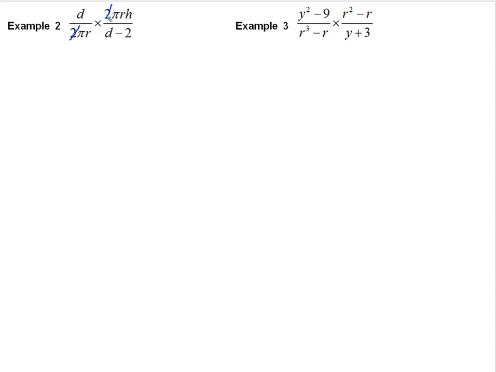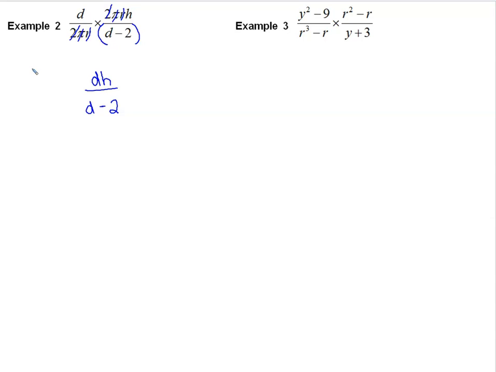So I have this 2 and this pi and this r that can be gone, so I can't, be careful, I can't do this to the d. Remember that this is all one expression. I'd have to have a d minus 2. I can't just get rid of part of an expression. So then on the top here, I would have dh all over d minus 2. So remember, this would have to be a multiplication to get rid of that d.